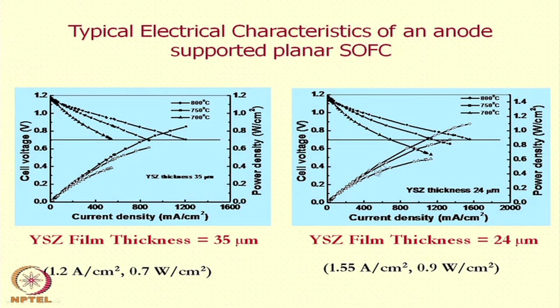Okay. So, this is the kind of thickness dependence you can see. The YSZ film is here about 35 micron. So, you get a current density of 1.2 ampere per centimeter square, and overall power about 0.7 watt per centimeter square, whereas if you have a lower thickness of the electrolyte in the same structure, you have a higher current density, 1.55 ampere per centimeter square, and 0.9 watt per centimeter square is the total power of the single cells, of course. Okay. These are once again the data presented from the CGCRI group.